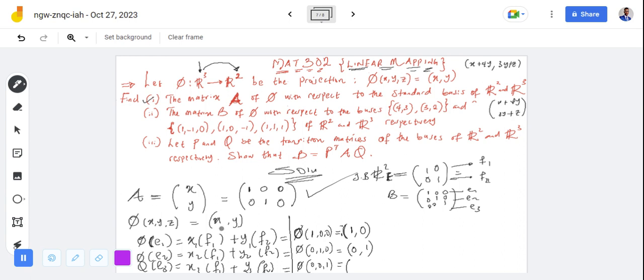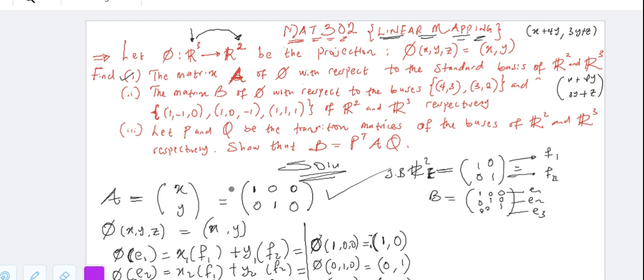And for this one, we have x is 0, y is 0, z is 1. So x is 0, y is 0, but we don't have any z in this expression. So this is what we have. So this is what I wanted to do.